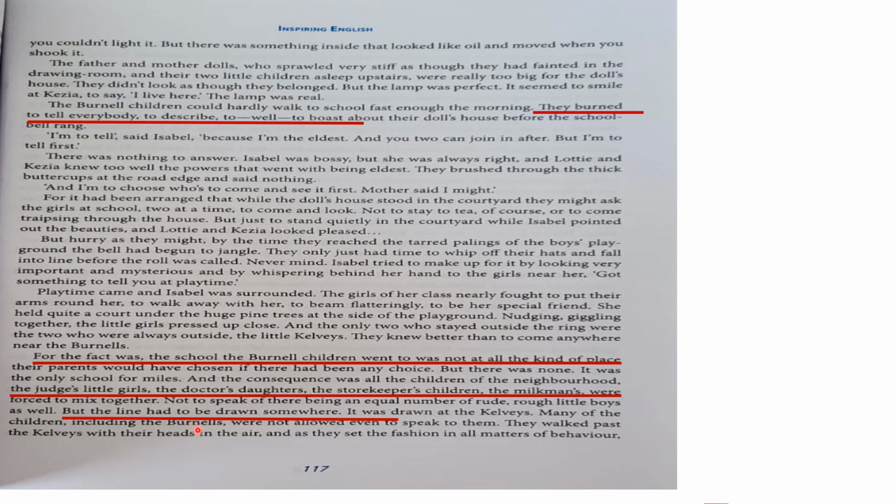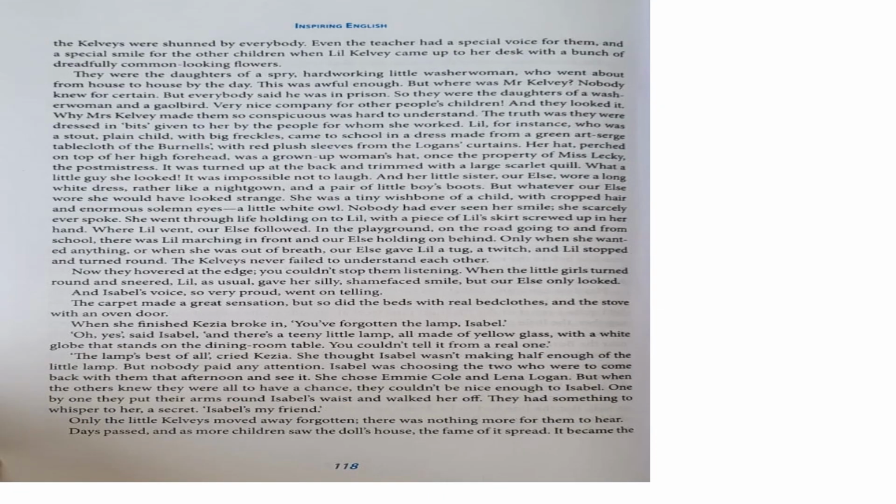But the line had to be drawn. What line? The line of discrimination. And it was drawn at the Kelvys. There was another family called Kelvys, a very poor family. You remember their mother is a washerwoman and the father is said to be in prison. They had two daughters, Lil and Elsie. They are very poor children, and they were not allowed to mix with the other children. They were shunned by everybody. Nobody allowed them to talk. Even the teacher had a different kind of treatment towards them.